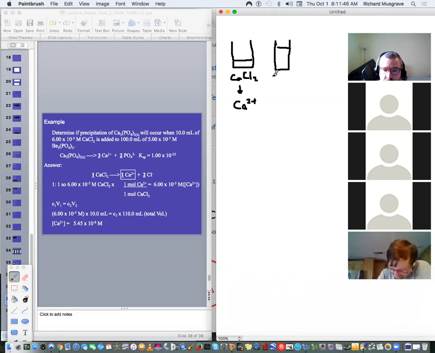We have 100.0 mL of Be3(PO4)2. And again, we're not interested in the beryllium here. We're only interested in the phosphate. So we just want the PO4 3-. That's it. That's all I'm interested in. All right, so let's see what we have to do in order to make this happen. So the first thing we're going to do is get an initial concentration of Ca2+.